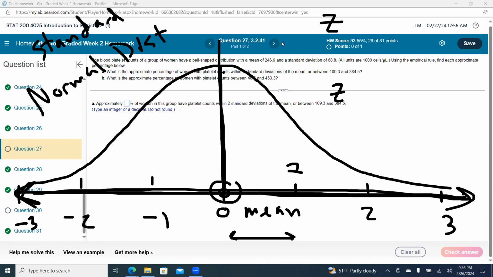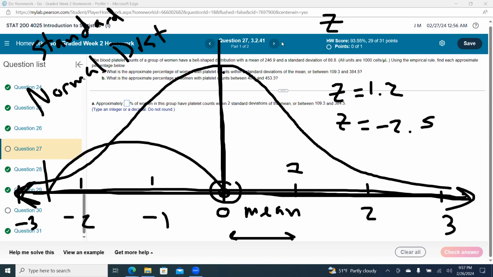But if z, for example, equals 1.2, it literally means we're exactly 1.2 standard deviations above the mean. So if z equals negative 2.5, it does mean that we are exactly 2.5 standard deviations below the mean.